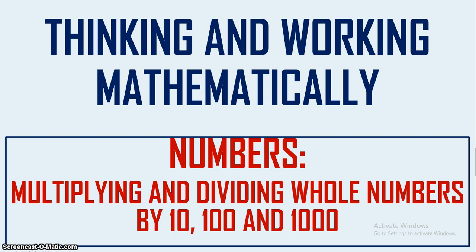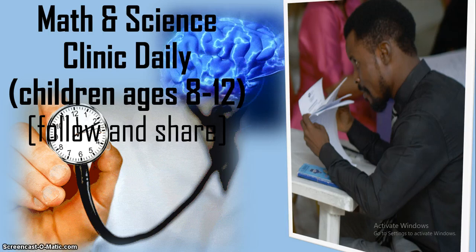So, today we shall be looking at numbers, multiplying and dividing whole numbers by 10, 100, and 1000. Wait a minute. You may say this is very simple. Oh, I just know 2 times 10 is 20. 200 divided by 100 is 2. Oh, 1000 times 3 is 3000. But that's very elementary. Look at it again. This is thinking and working mathematically. It's beyond just the simple ones. So please, let's move in and then you see how this truly is.